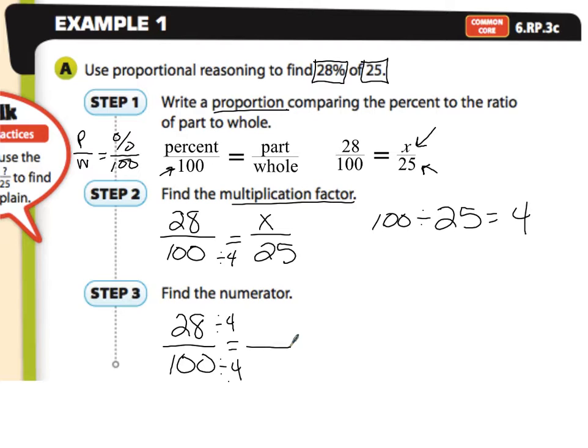So I'm going to divide each of them by 4. Again, it's still going to be 25. 28 divided by 4 in this case is 7. So what that tells me is 7 is 28% of 25.